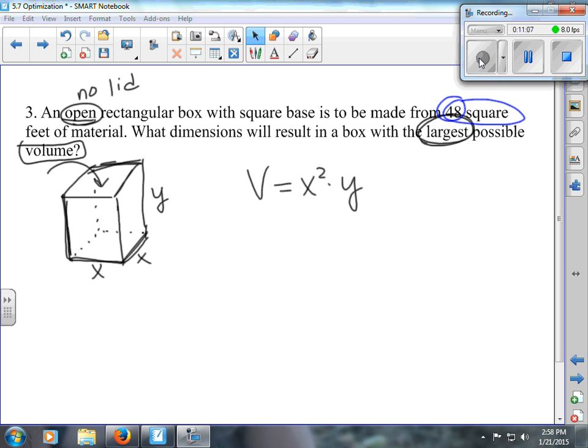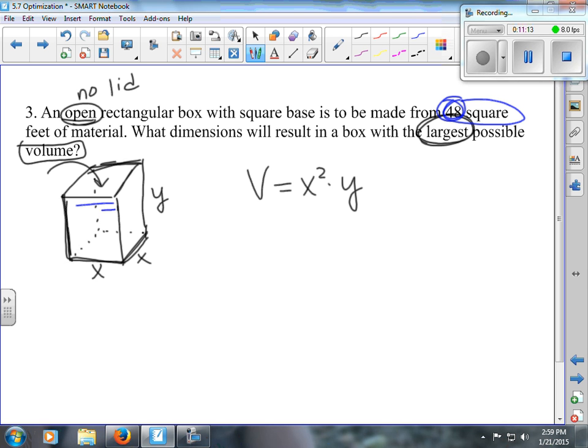So our constraint is that we only have 48 square feet of material with which to make our box. If you think about it, we're making the box out of material, and the material are these four lateral surfaces and then the base. This is the surface area of the box. The material makes the surface area of the box. So let's talk about the surface area of this box in question.